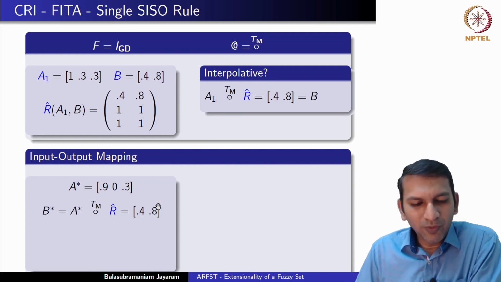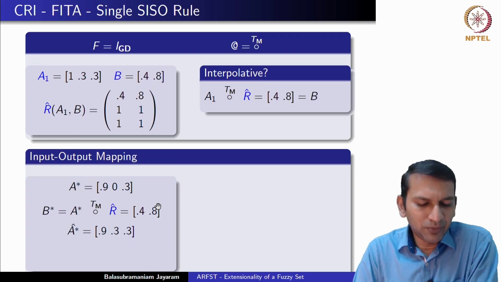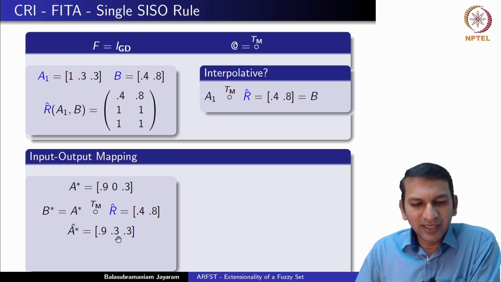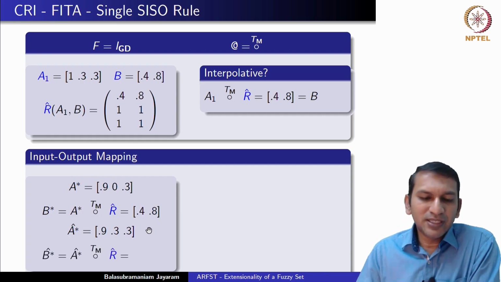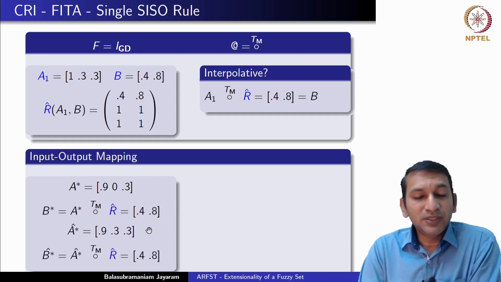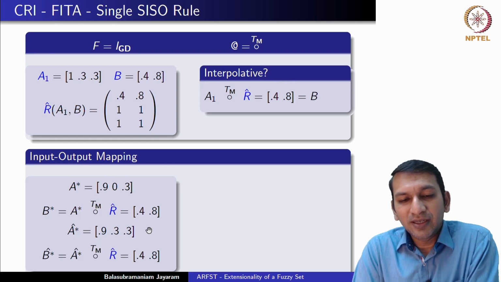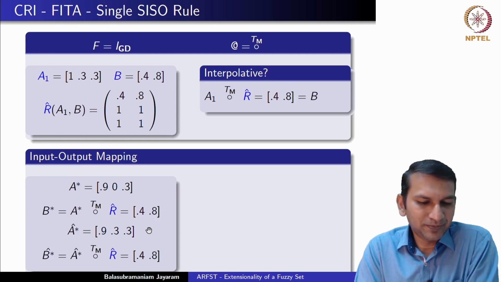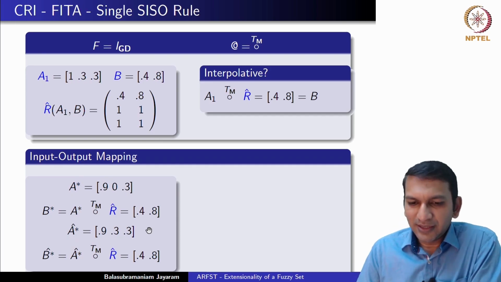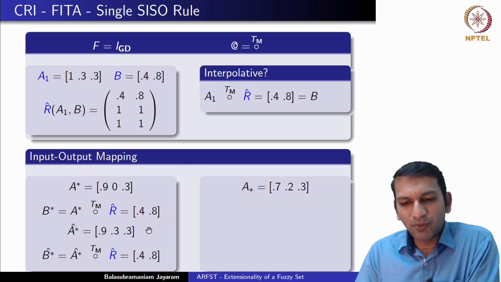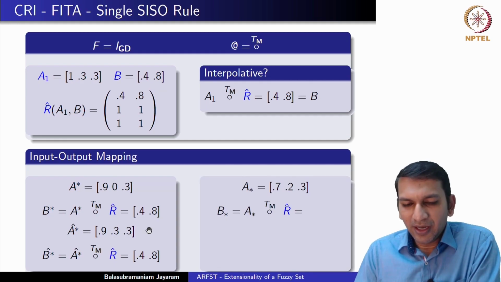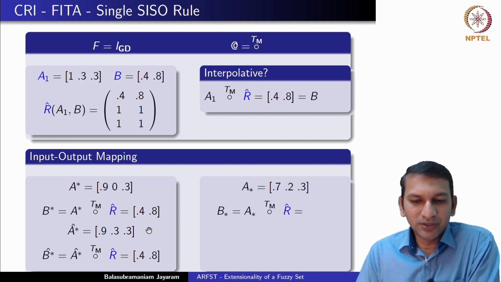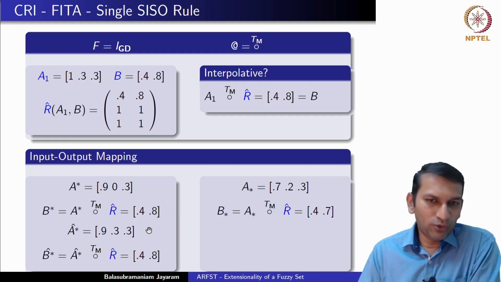Well, now we'll give another input which is slightly different. So you see in the middle component it is 0.3. And if you do the same calculation, we still continue to get the output as the fuzzy set 0.4, 0.8. Now, let's change the input to something else, 0.7, 0.2, 0.3. And if we give this as the input to the system, the output is 0.4, 0.7.